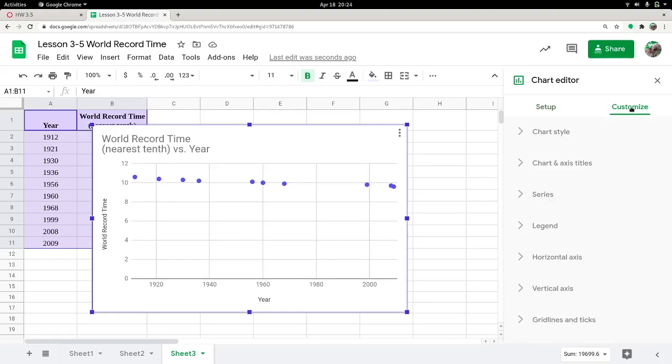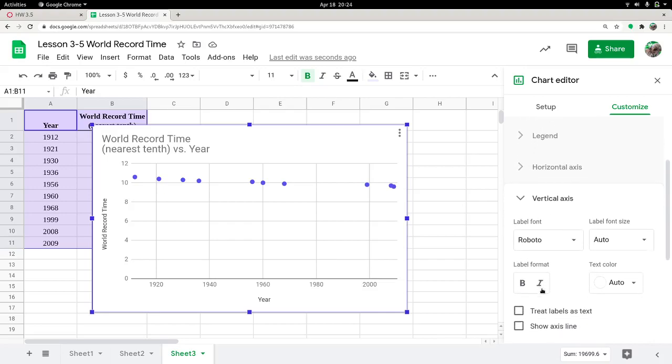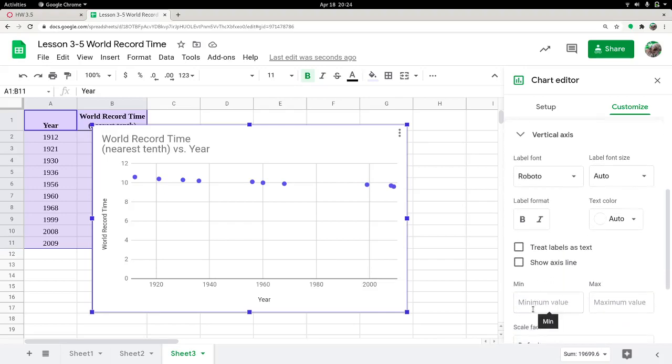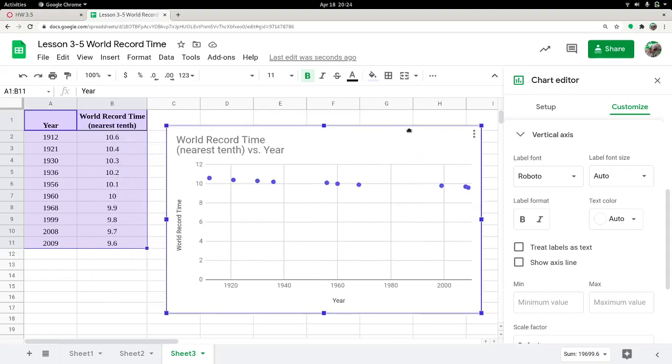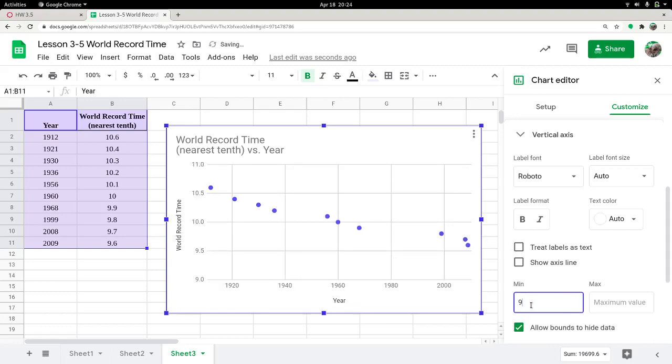Customize, vertical, and then I think we just need to change where we start. So let's see, what's the earliest time there? The shortest time is 9.6, so we could start at 9 for sure instead of 0 vertically, right? We got all this wasted vertical space. So let's set it to 9 and see what it looks like. Okay, that's a little better. Could even go 9.5, that would be fine, but that's okay.